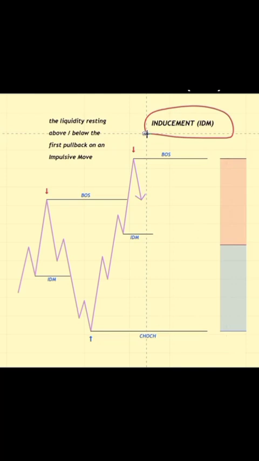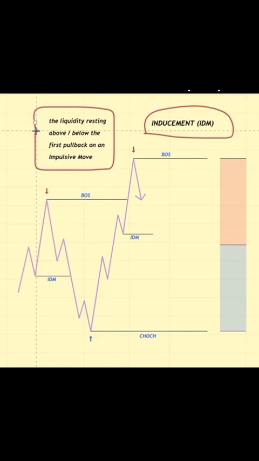So, what exactly is inducement? Inducement is simply the liquidity resting above or below the first pullback on an impulsive move.